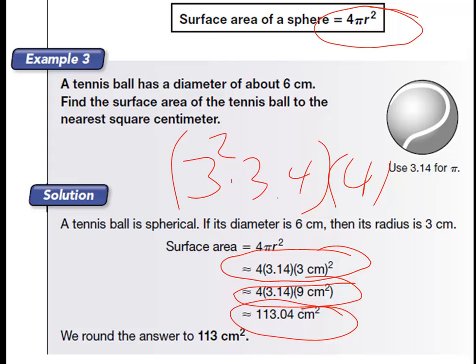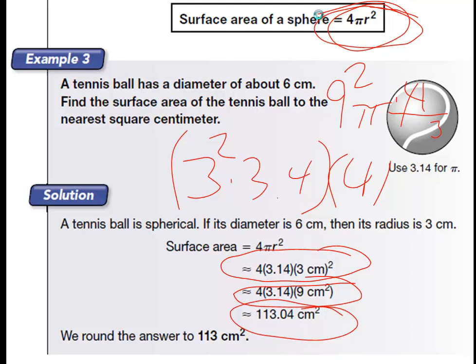So you know it's 6. You need half of that, which is the 3. Square that, which makes it 9. So you get 9 squared times pi times 4. And that is your surface area of a ball or a sphere. All right, so you need to remember that. Remember, it's the same thing as a circle, just that you got to times it by 4 because you're doing the sphere.